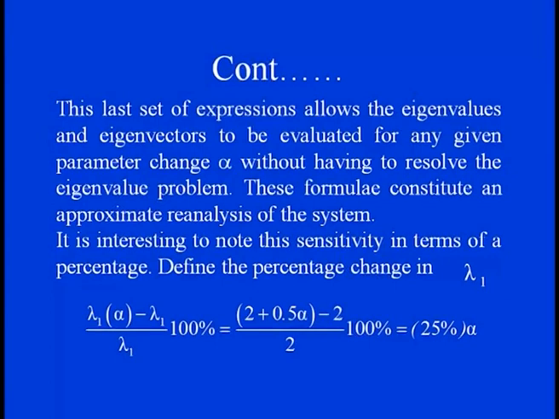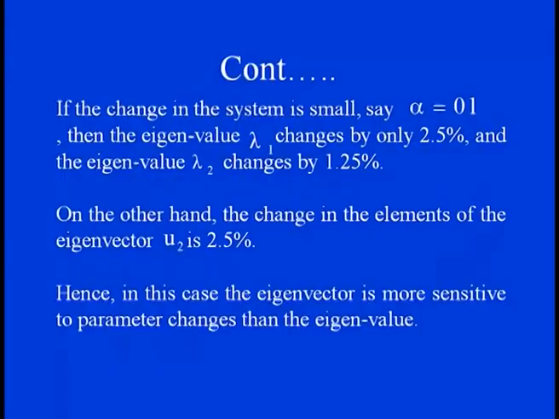So, we can say that the sensitivity in terms of percentage can also be calculated like lambda 1 alpha minus lambda 1 divided by lambda 1. So, it is giving 25% of this part alpha in terms of lambda 1. So, if the changes in the system is small, say alpha equals to 0.1 or something, then eigenvalue changes are 2.5%, and eigenvalue lambda 2 is also being changed by 1.25%. On other hand, you see we can go with the eigenvector, that is also being changed by 2.5%.